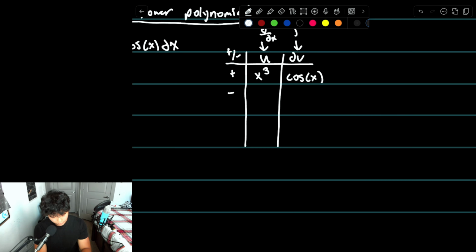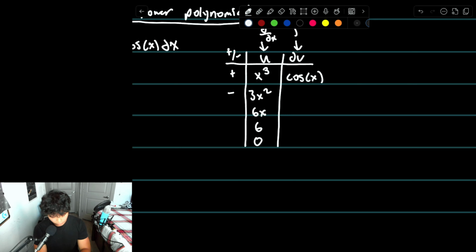Now we will put a negative sign and then differentiate x cubed, which is just 3x squared, and then we could differentiate 3x squared, which is just 6x, and then we could differentiate 6x, and that's just 6. And then we can differentiate 6, which is just 0. And yeah, that's basically the end goal, is to get to 0 for your u.